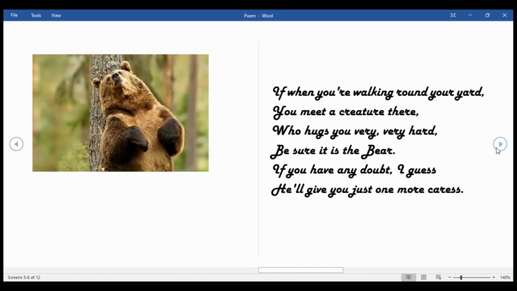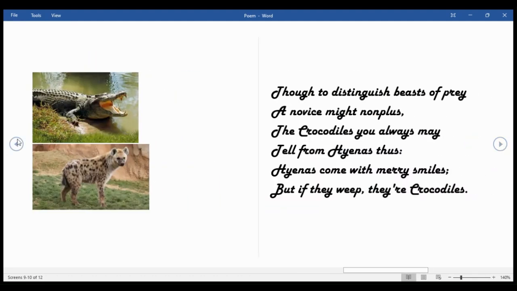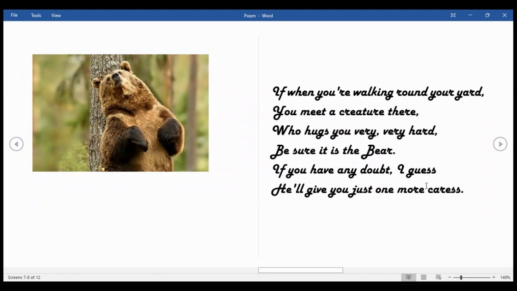Next stanza. So again there's enjambment. Round your yard. This sentence is continued to the next line. Then there's alliteration. When you're walking, the sound of W is repeated there. Then again sound of H repeated in third line. You can also count the H sound made by who hugs you very very hard. So it is actually who hugs and hard. H sound is repeated. Remember that the consonant sound should be repeated, not the consonant letter. So that is why we are counting who also.